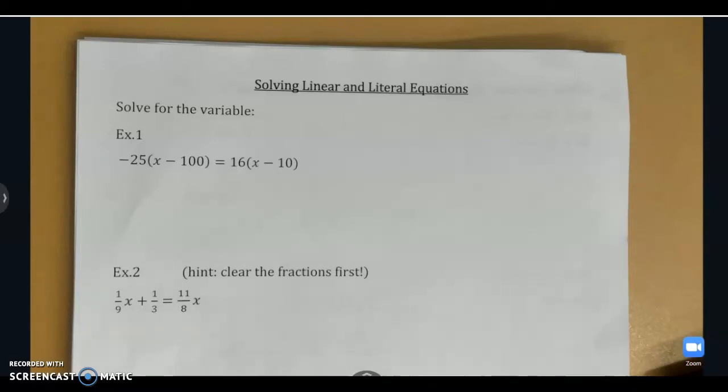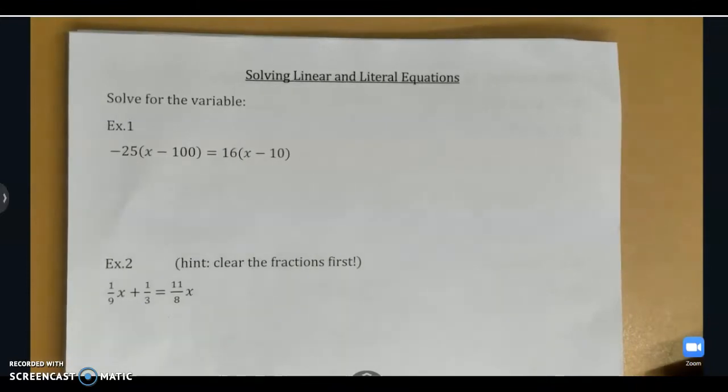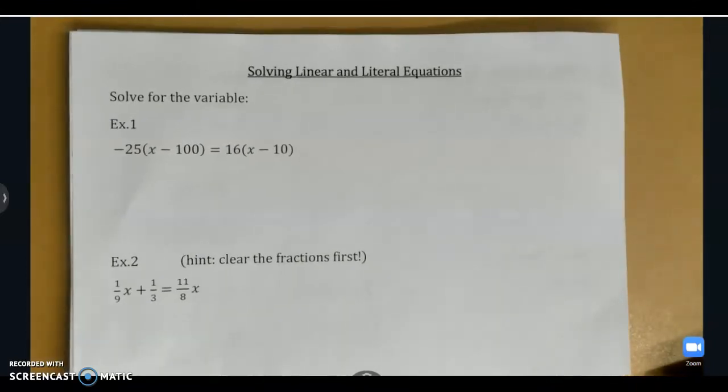Good morning. Today we are solving linear and literal equations. A linear equation is an equation with a single variable. So we find this by isolating our variables.